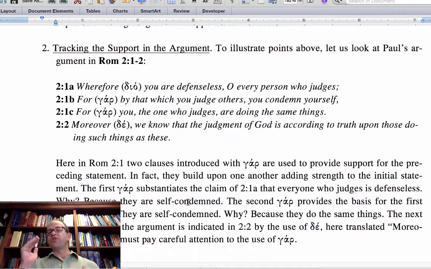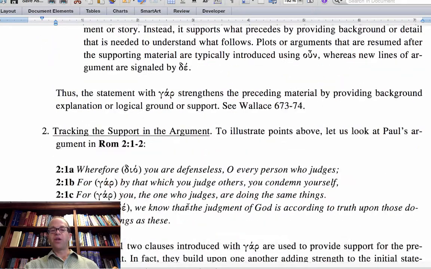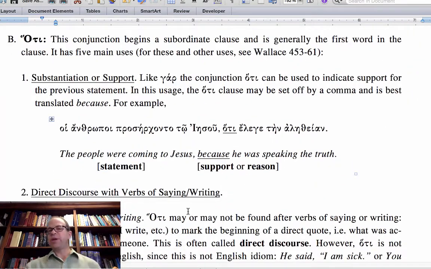It's often important to track an argument by following the logic that the gar supplies by indicating support and continuity of an argument. Hoti is a very dynamic conjunction. It can be used in a variety of ways. One way is that it also indicates support, particularly in the middle of a sentence. It can be used to support a previous statement. But unlike gar, oti is a subordinating conjunction.